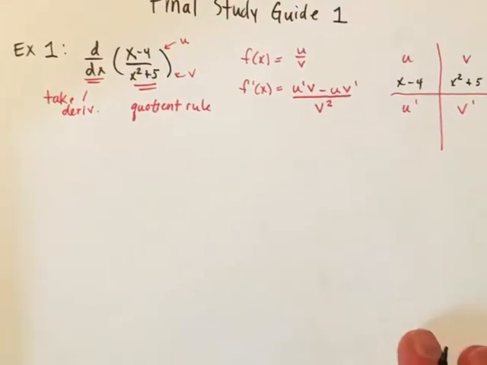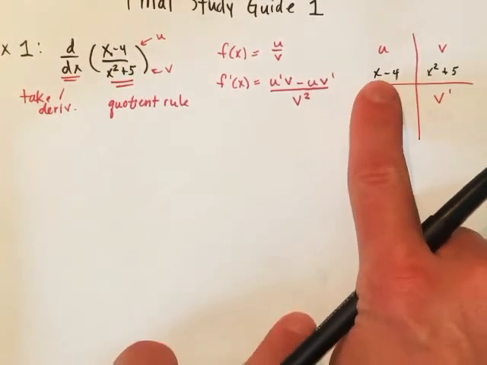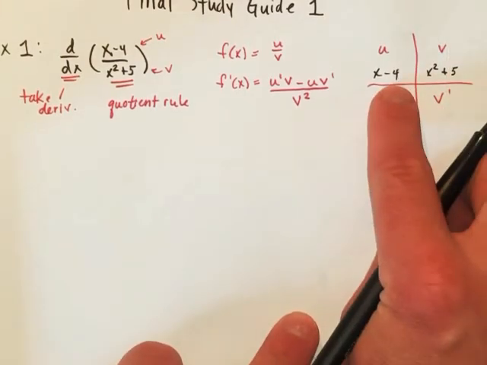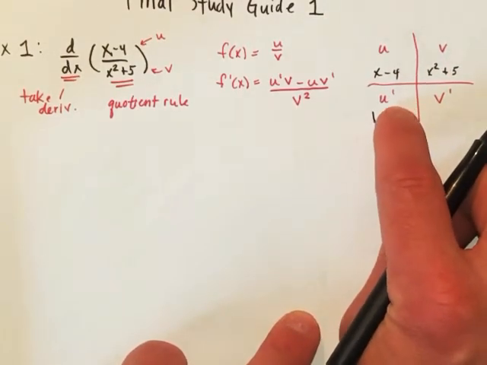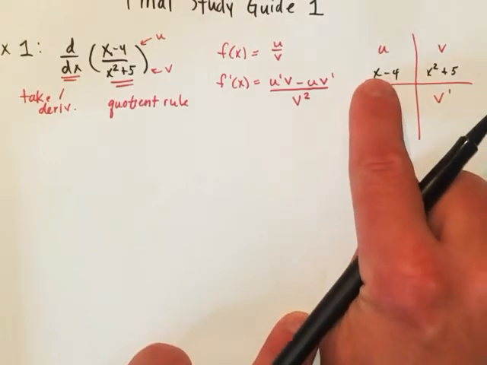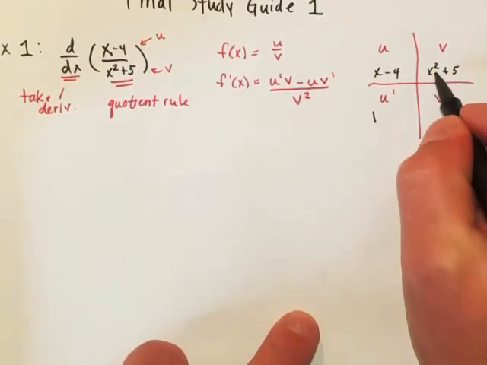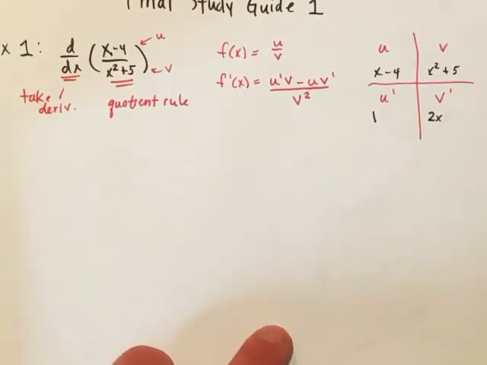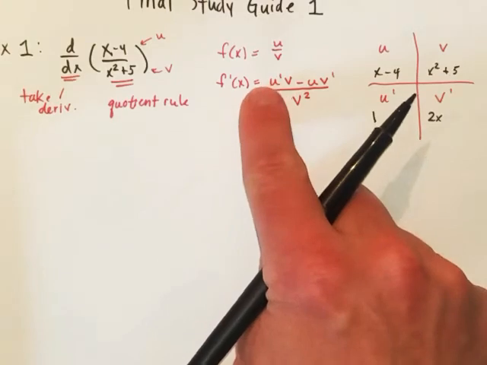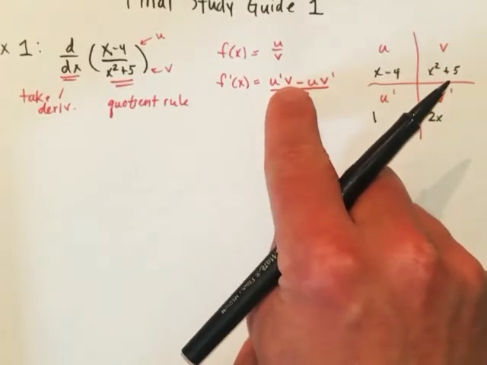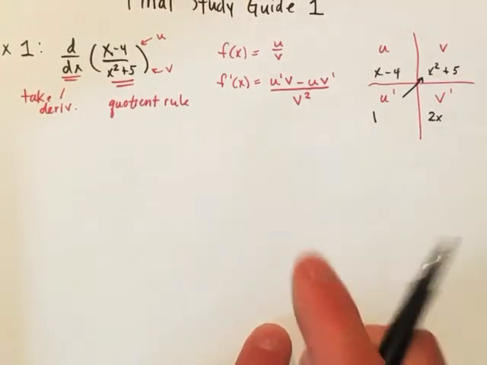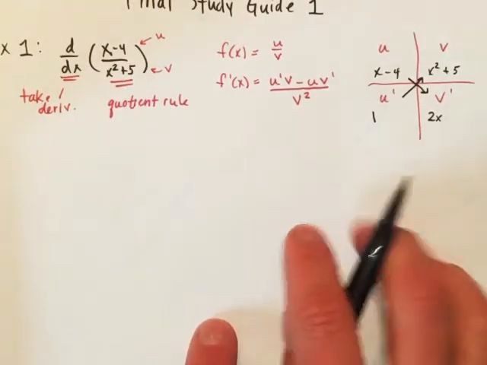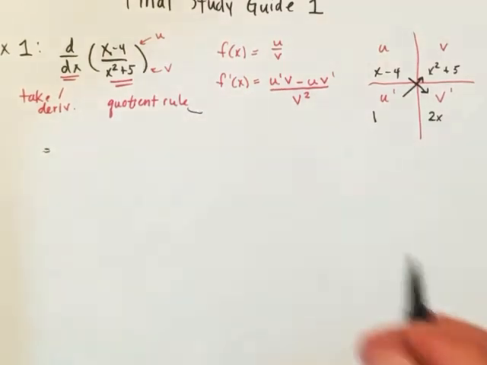So I just have to take the derivative of x minus 4. The derivative of 1x is just 1. It'd be x to the 0, or just 1. And negative 4 is a constant, so its derivative is 0. So the whole derivative here is just 1. Then the derivative of x squared is 2x, and the derivative of 5 is 0. Remember that we had to go in a specific order: u prime to v, and then u to v prime. Let's look at what that's going to look like, and I'll put our answer over here.